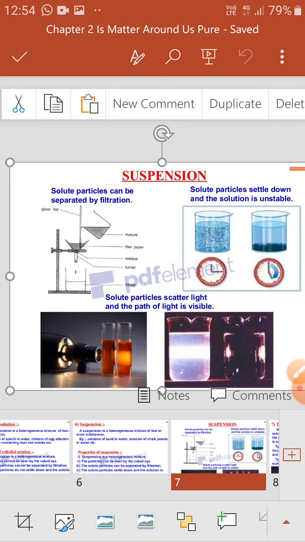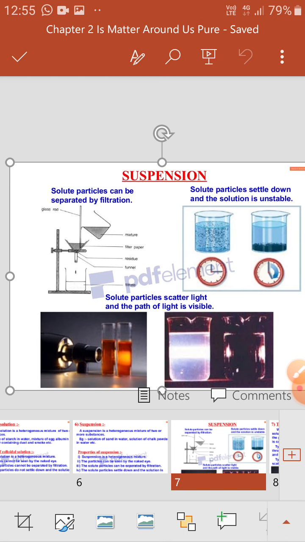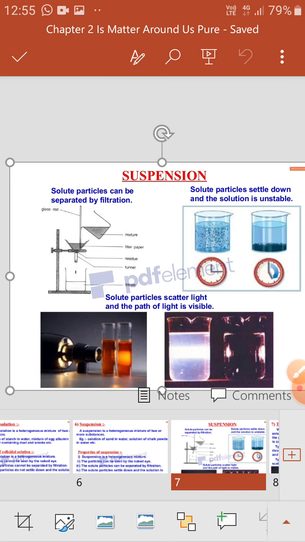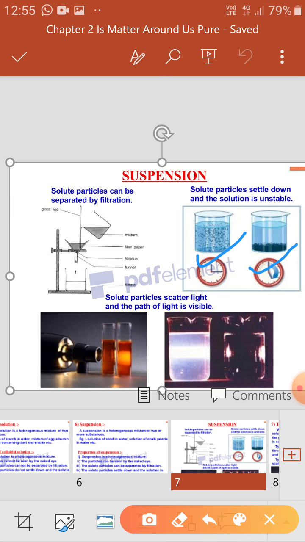Suppose in group C you have got a suspension, meaning chalk powder was added into the water. In that case, if you filter it, the chalk powder will remain on the filter paper, and the other liquid, the filtrate, will go into the beaker. Solute particles settle down and the solution is unstable. In a suspension, when you stir it, it will be like this, but when you leave it to settle for some time, it will be like this.